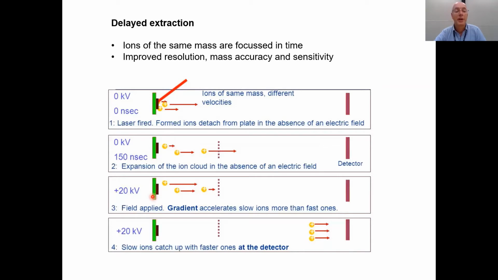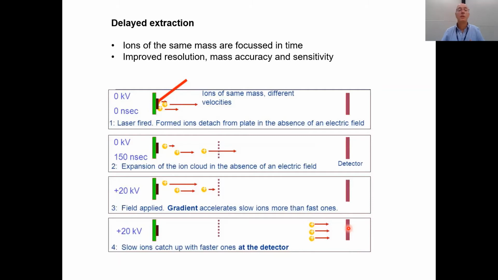When you then switch that acceleration field on, the ion that has traveled a long way through the field is accelerated by a small amount, but the ions that have traveled a short distance into the field are accelerated by a large amount. So as these ions drift down the flight tube, the slower ions will catch up with the faster ions, and they will all reach the detector in focus at the same time.